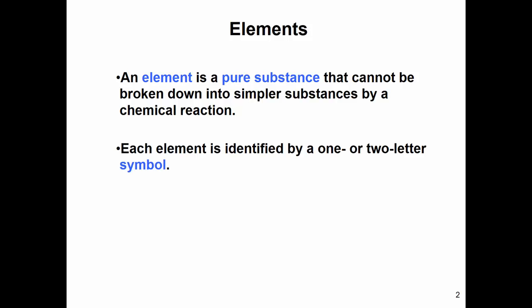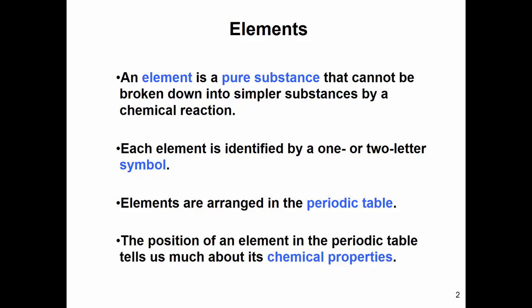Each element on the periodic table is identified by a one or two letter symbol. Some of them are easy to remember, some don't seem to make as much sense to students at first. They are arranged in our periodic table, and the position of an element tells us a lot about its properties, its chemical properties.